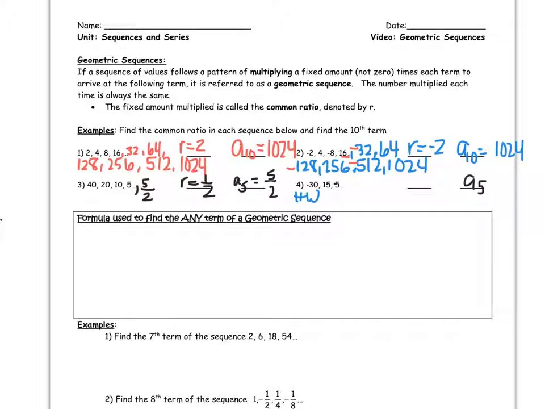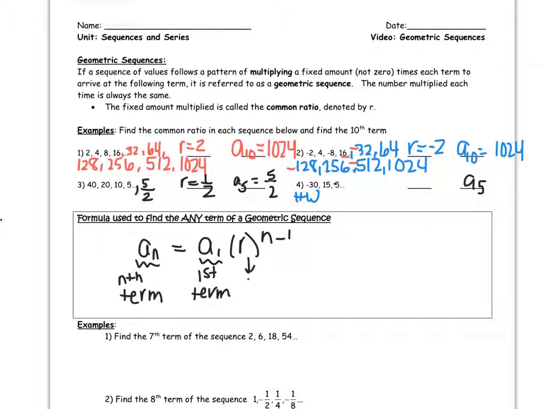Now let's talk about the formula that we will use to find any term of a geometric sequence. The formula is a sub n equals a sub 1 times r to the n minus 1. A sub n is the nth term. A sub 1 is the first term. R is the common ratio. And n is the number of terms that we're speaking about.